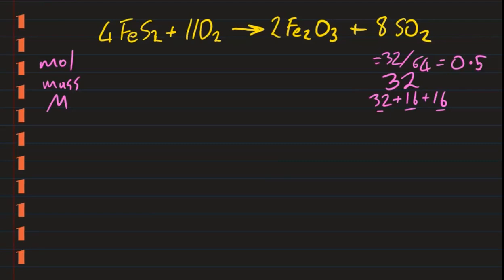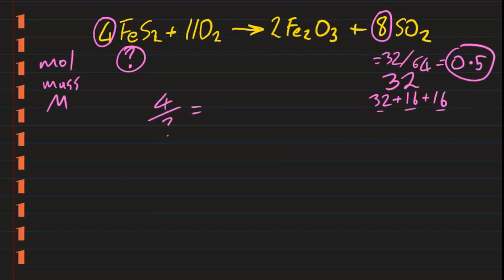And it wants to know how many moles of iron 4 sulfide. I think they've got a strange chemical. It wants to know what this one is. So now we just do a simple ratio. 4 is to I don't know, as 8 is to 0.5. So that gives my unknown as 0.25. So question 1 is A.